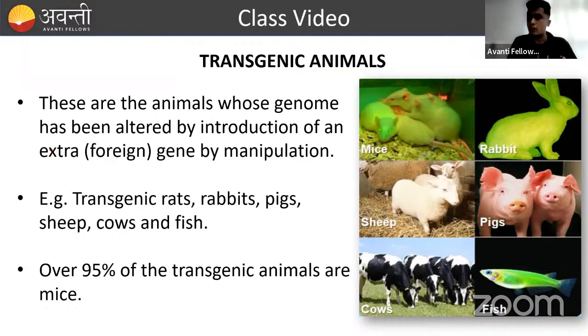Some of the common transgenic animals that we use to understand this are, for example, rats or mice. Rats and mice are the largest group of transgenic animals being used for this particular purpose. The next ones are rabbits, pigs, sheep, cow, and fish. These organisms are mostly used as transgenic animals. Transgenic animals are genetic models, isn't it?